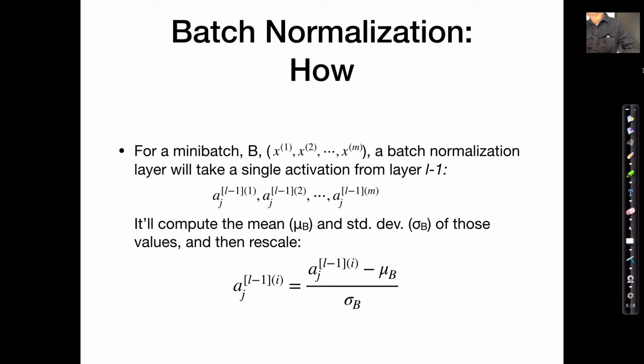So what layer L will see is a set of activations. It's going to see m different inputs for each of the m original inputs. And across them, their mean and standard deviation is going to be 0 and 1. Does that make sense? All right.